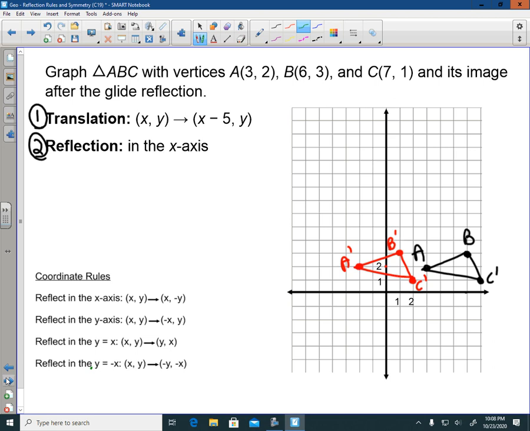A prime is 1, 2 away from the x-axis, so A double prime is going to be 1, 2 right here. A double prime. B is 1, 2, 3 away from the x-axis, 1, 2, 3 out the other side gives us B double prime, and then C is 1 away from the x-axis, and so 1 out the other side gives us C double prime, and this is a graph of our glide reflection. We translated, and then we reflected. And that is what a glide reflection looks like.